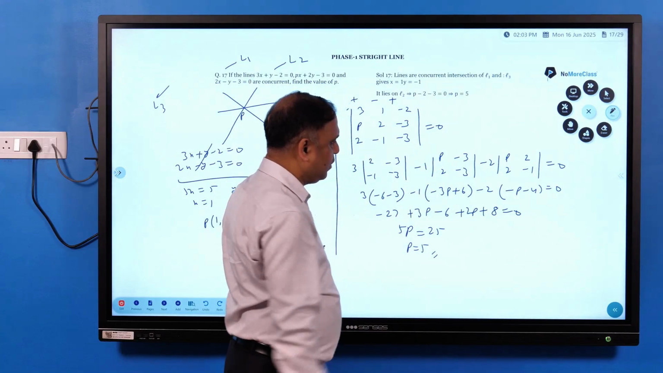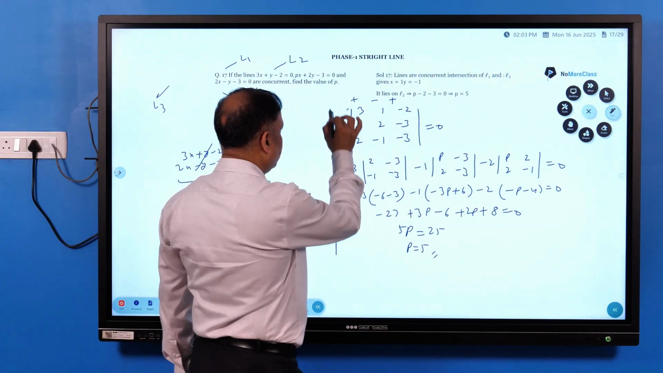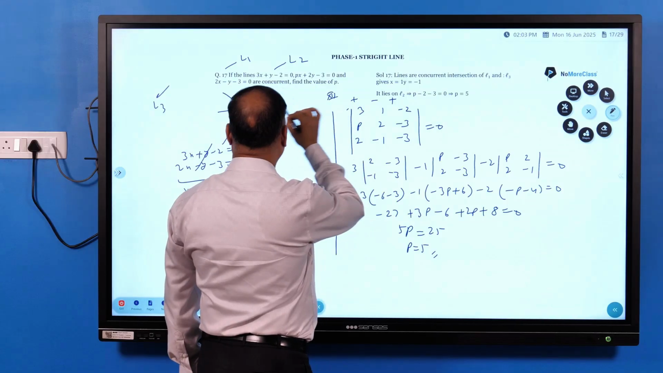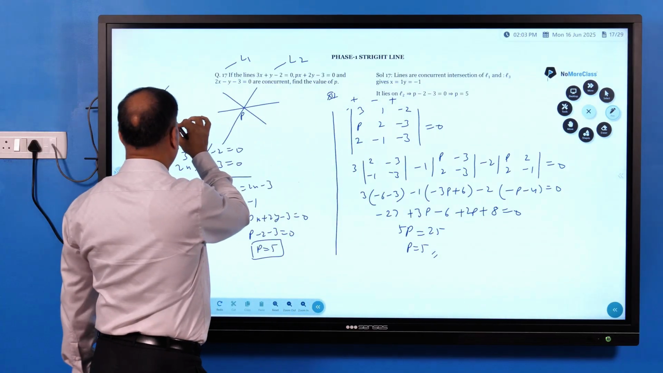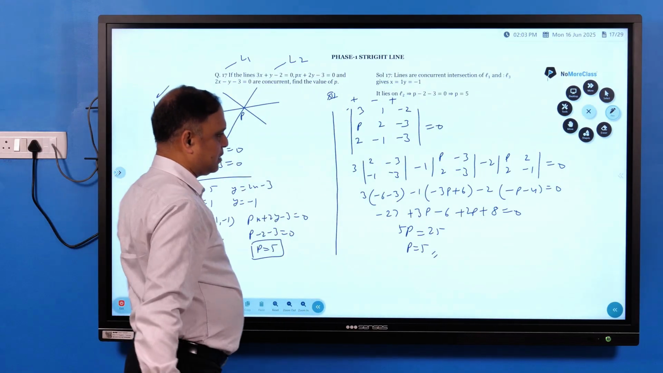So from this also you can get the answer, but this you must use when you are in the 12th class. For 11th class students, the first method works out.